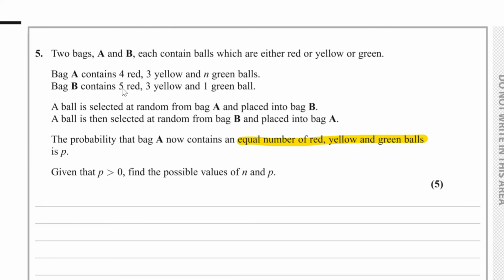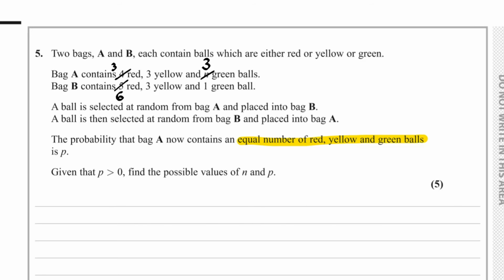Well, what could I do here? If I take a red out of A, that means I've got 3 red remaining, and here in B I've got 6. Then what I'm doing is taking a counter from bag B and putting it into A. Now if there's 3 yellow and 3 red, we've got an equal number of red, yellow and green once we place a ball from B into A, which means I end up with 3 over here. So that's one option. We have 3 of each colour.